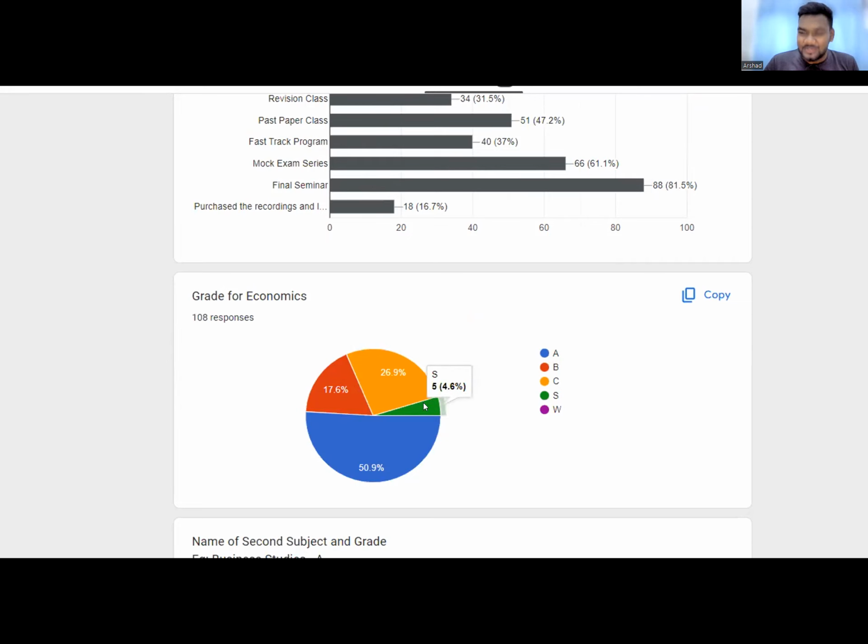There are a few students who got an S also, and I did look into the results to see what happened with these students. They were actually students who joined only for the final seminar. That means I only taught them for 5 days. There is nothing much I can do in the last 5 days, but I'm still glad that they also passed the exam and did really, really well. So overall, this is how the results went for the 2020 batch.